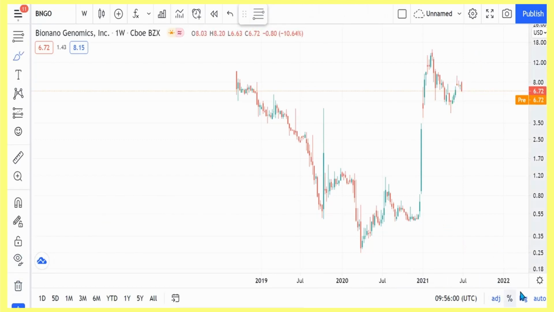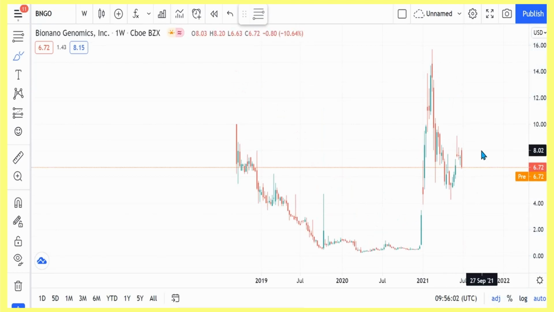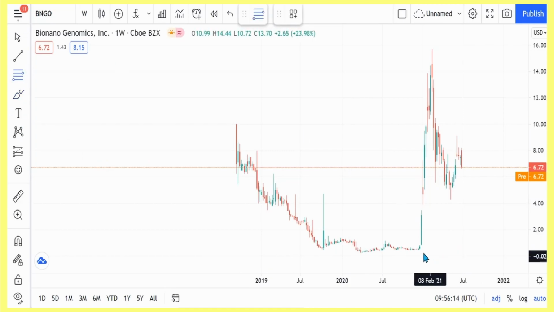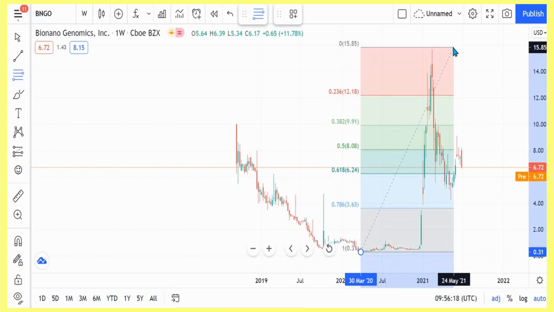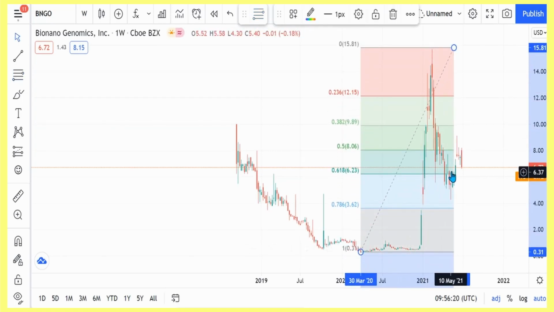Okay, let me move back to the linear scale. In the linear scale, it looks totally opposite. I will tell you, totally opposite. You know why? First, it failed the Fibonacci test. So you see, it went up, right? It retraces more than 50%.